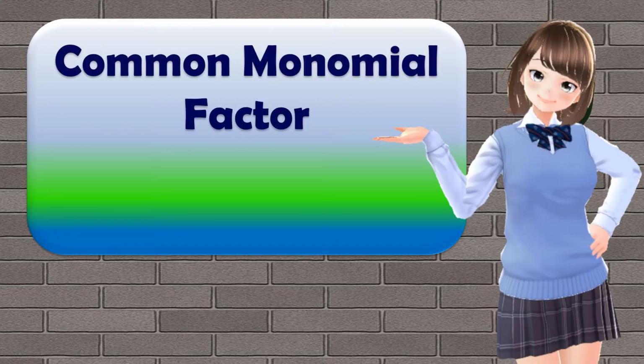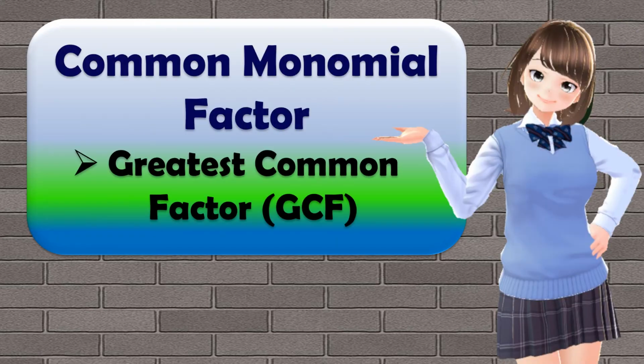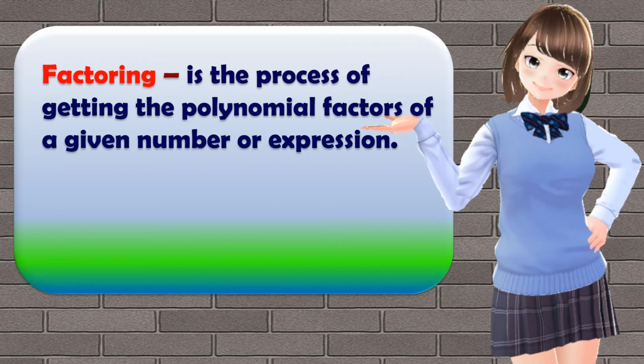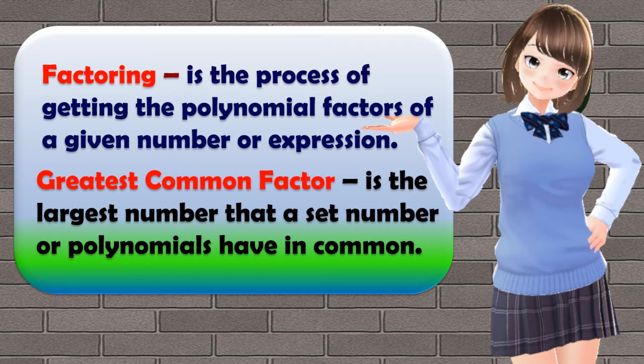In common monomial factor, we need to determine first the greatest common factor. So this video will help you to determine the greatest common factor, or the GCF. Factoring is the process of getting the polynomial factors of a given number or expression. Greatest common factor is the largest number that a set of numbers or polynomials have in common.